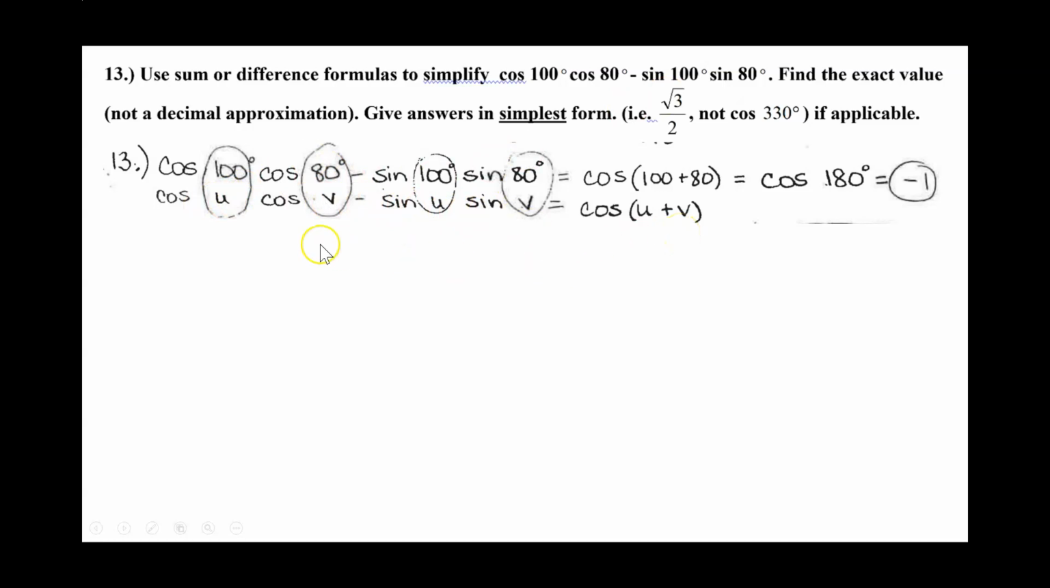All right, so if you'll notice, 100 is lining up with u and 80 is lining up with v. 100 with u, 80 with v. So let's come over here and put 100 in for u and 80 with v. So that gives me the cosine of 180. Now, notice your directions say give your answer in simplest form. Like don't leave it cosine 330 if you can write it as square root of 3 over 2. So same story here. Don't leave it cosine 180 if you can simplify that down to negative 1.